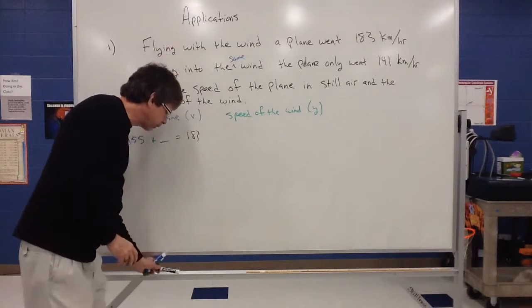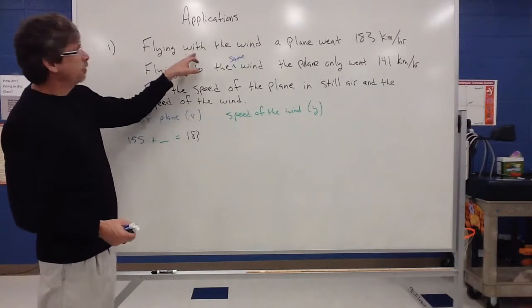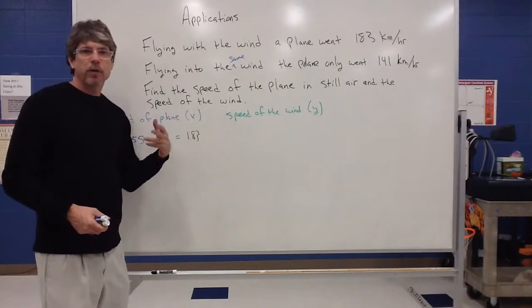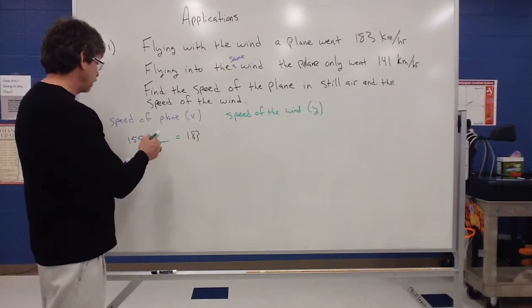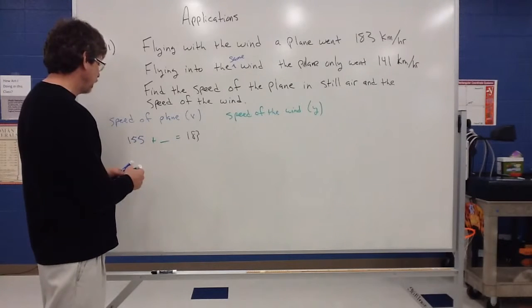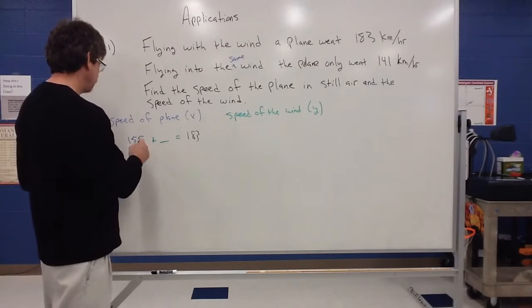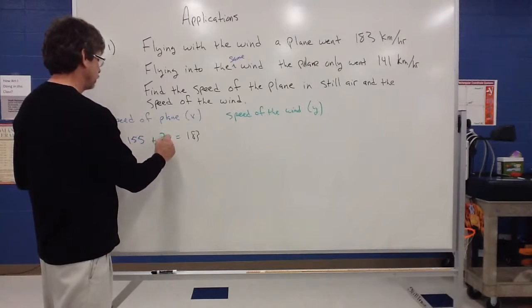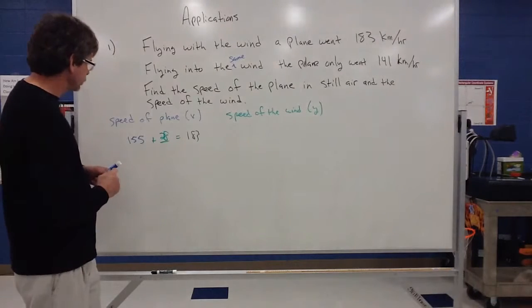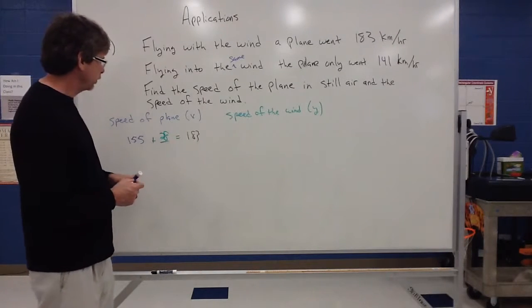So in other words, since I'm flying with the wind, that wind is going to help me go faster. So I'm going 155 plus, what would that be to get 183? Looks like that would be, is it 28? Yeah, 28. So 155 plus 28 would give me 183.